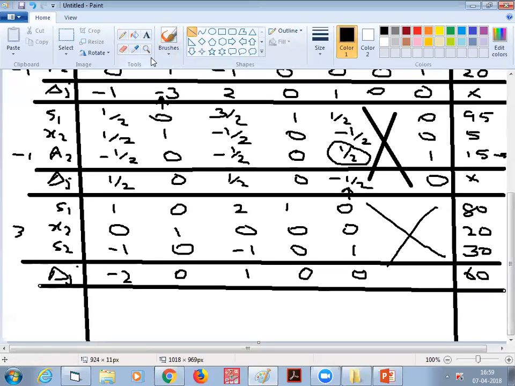So, what is the entering variable? Entering variable is this. And since this is negative and 0, this has to be us. And so we'll have x1, x2, and s2 as the basic variables.